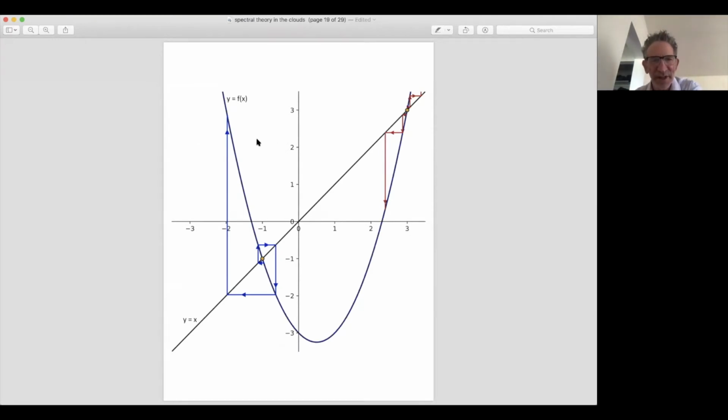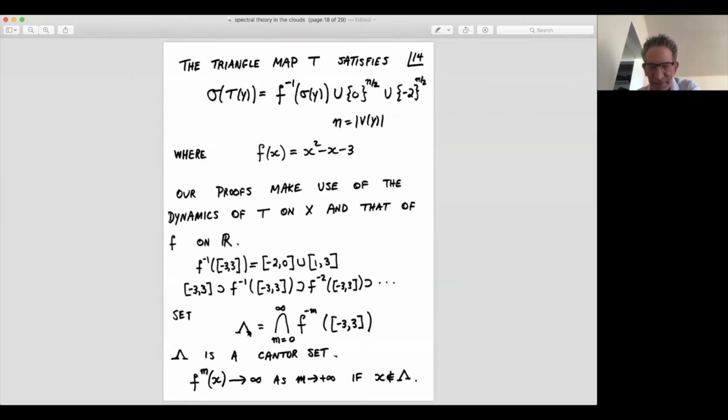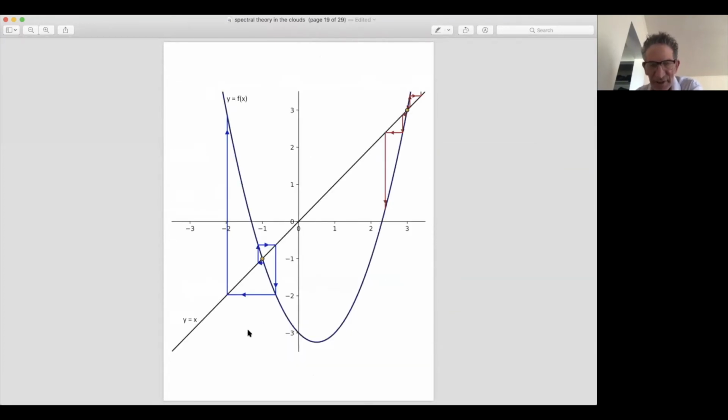Okay, here's the dynamics. Just let me explain the dynamics of F. This set lambda is exactly the set which does not go to infinity under iterates of F. And the restriction of F to lambda is a shift. It's a Bernoulli shift. It's completely chaotic. And any point which is not in this Cantor set, as you see here, if I start with any point, it'll go out to infinity.